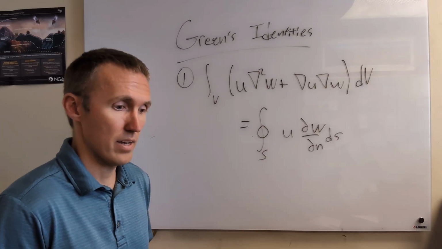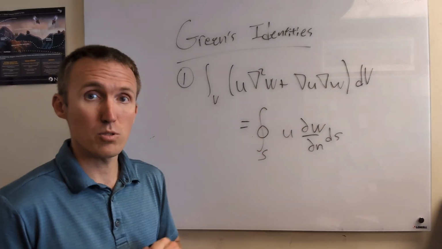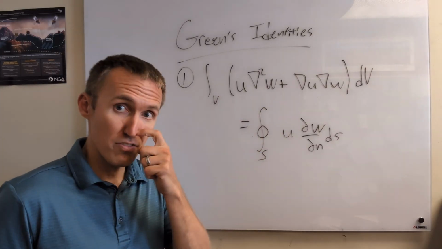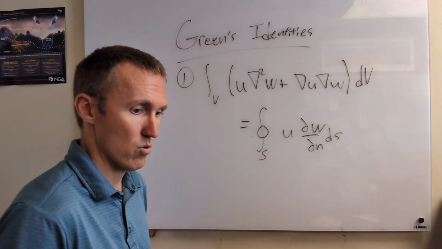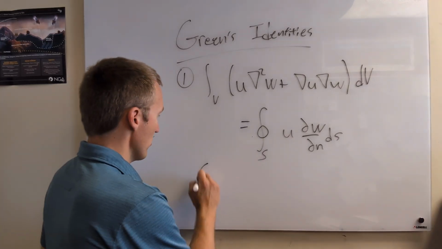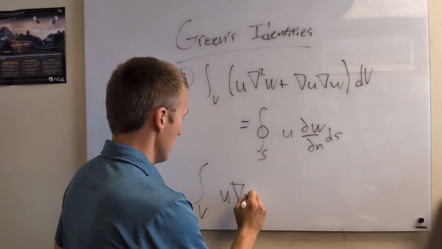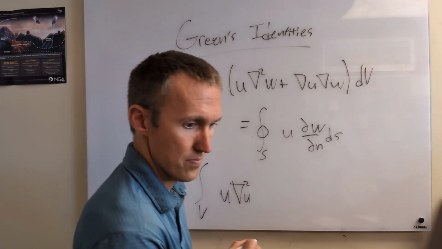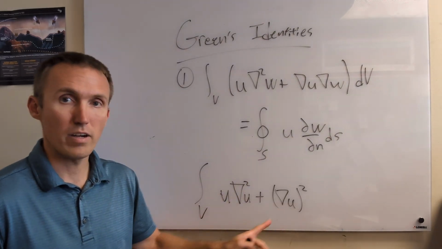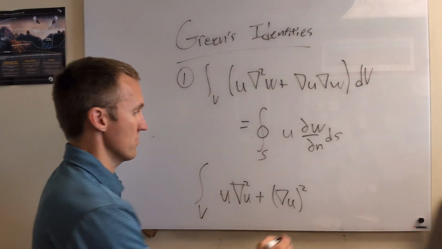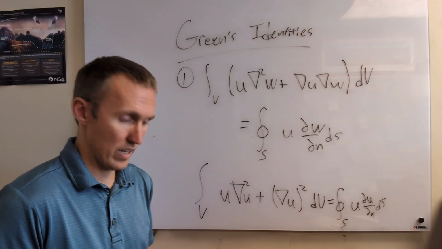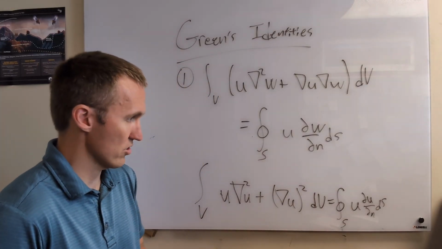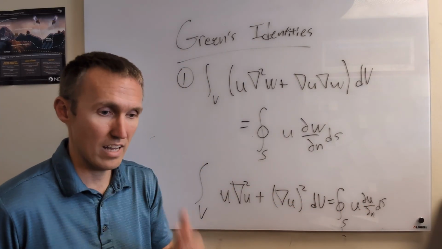Before I jump on to Green's second identity, let me just say, what is one place where this comes up? Well, that's if w is equal to u. And so if w is equal to u, this simplifies down quite a bit. We get a volume integral of u Laplacian u plus gradient of u squared, dv. And then we have the same thing on the other side there. There's u, and then the gradient of u with respect to n.